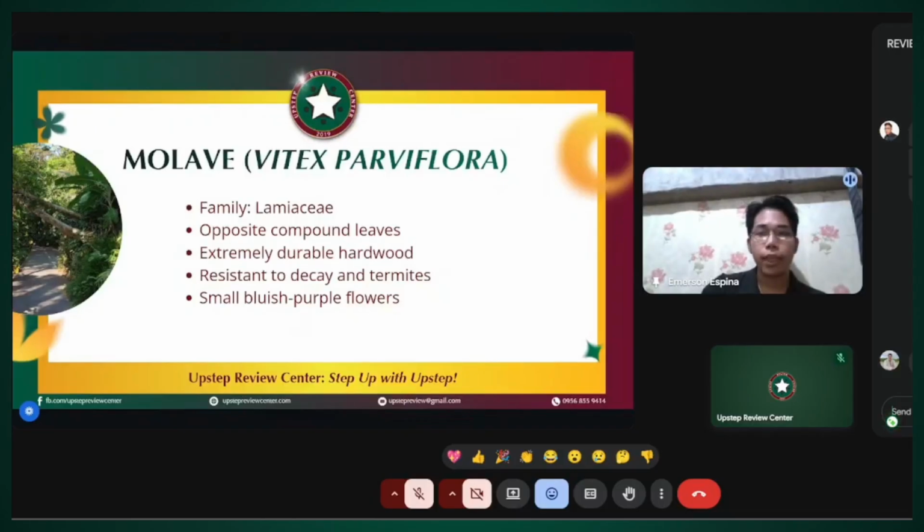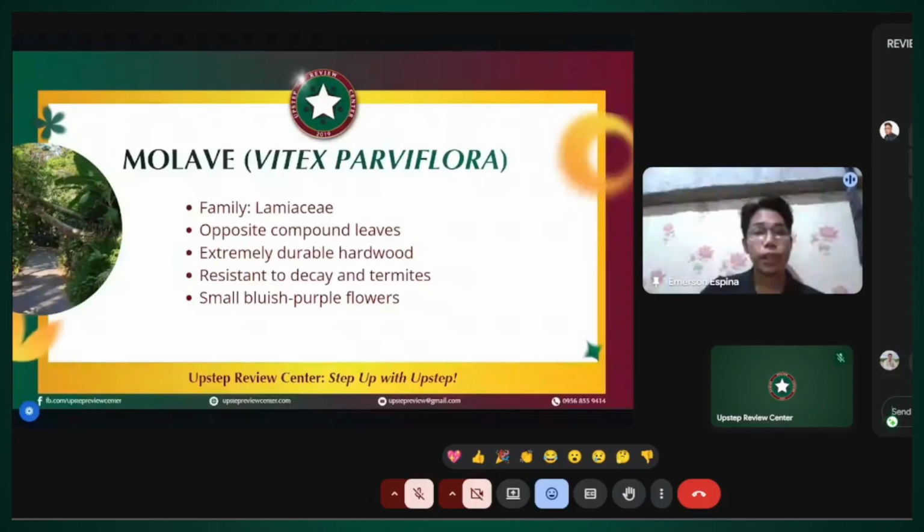And then an exam trap to watch out for is that many older references place Molave under the family Verbenaceae. So that's outdated. So again, modern classification, it's now under Lamiaceae. So for exam consideration, when you're studying a species, always consider the current reference being used in your review materials.